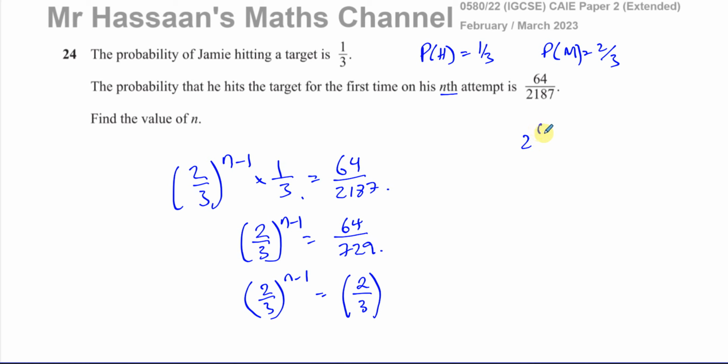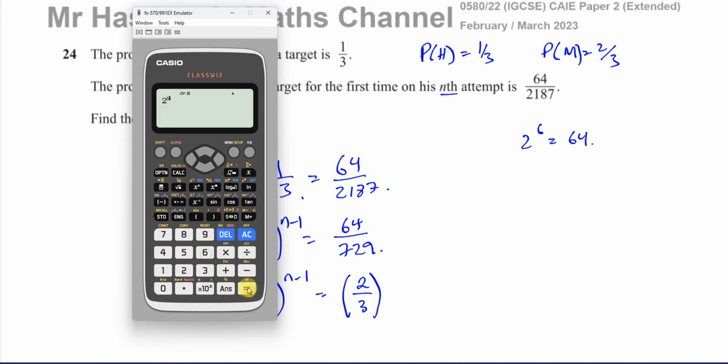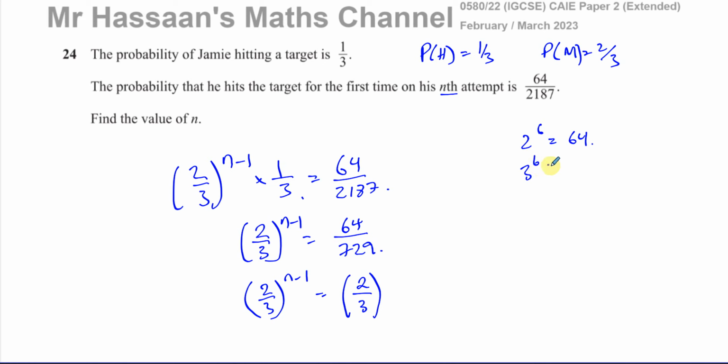And let's see, we know 2 to the power of 6 is equal to 64, right? If we raise 2 to the power of 6, that gives us 64. So that means 3 to the power of something, and it should be 6 as well, will give us 729. Yes, it does. 3 to the power of 6 gives us 729. So 2/3 to the power of 6 is going to give us 64 over 729. Okay, so now once the bases are the same, I can say the powers must be equal. So n minus 1 is equal to 6. So n is equal to 6 plus 1, which is 7. So the value of n is 7.